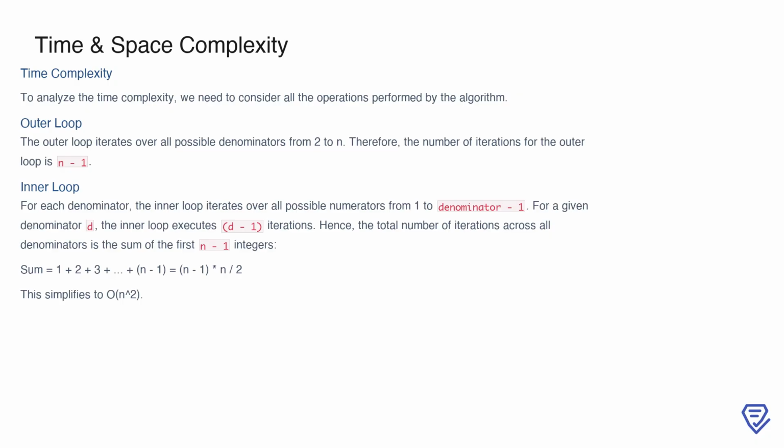If we sum these iterations across all denominators, we get 1 plus 2 plus 3, and so on, up to n-1. This summation can be expressed as (n-1) * n / 2, which simplifies to O(n squared). This is the total number of iterations of the nested loops and forms the base of our time complexity analysis.